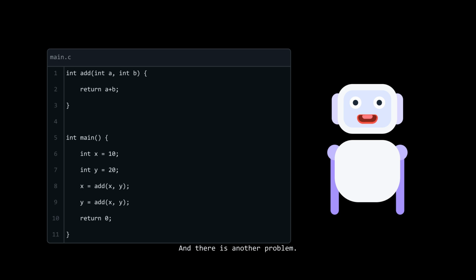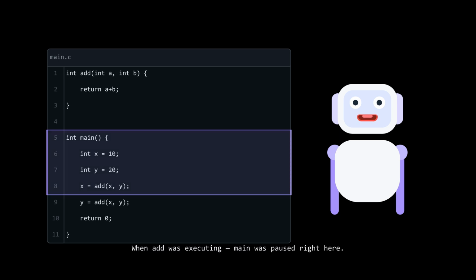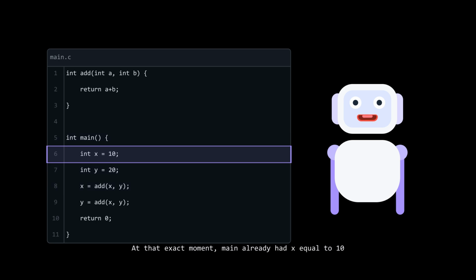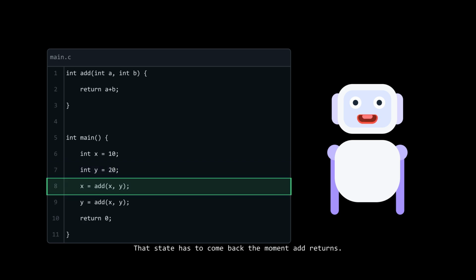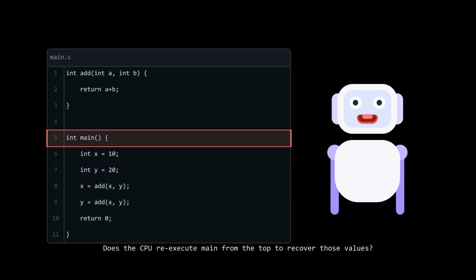And there is another problem. When add was executing, main was paused right here. At that exact moment, main already had x equal to 10 and y equal to 20. That state has to come back the moment add returns. Does the CPU re-execute main from the top to recover those values? No, that would break everything. X and Y would reset.